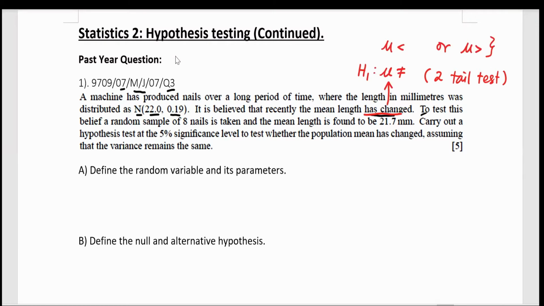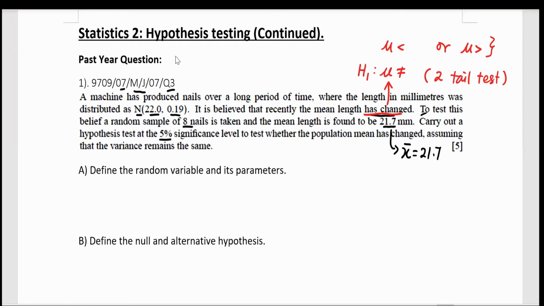So to test this belief, a random sample of 8 nails is taken and the mean length is found to be 21.7. So this 21.7 is the mean from a sample, so this has become the sample mean. Carry out a hypothesis test at the 5% significance level to test whether the population mean has changed. Again, it means we are going to carry out a two-tail hypothesis test, assuming that the variance remains the same.